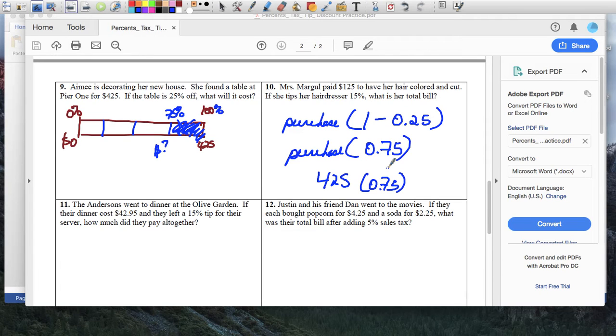425 times 0.75 equals $318.75. So she ends up paying $318.75, right? Which is 75% of the actual value.